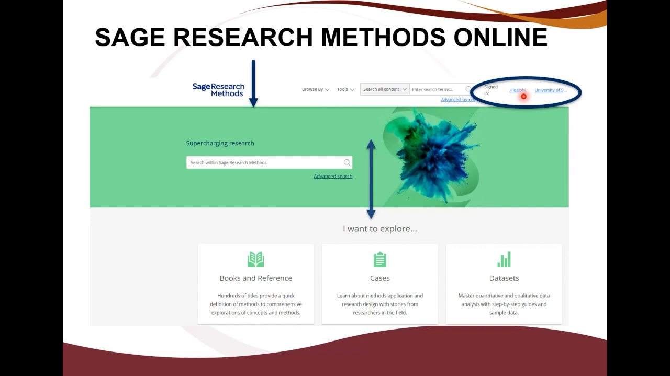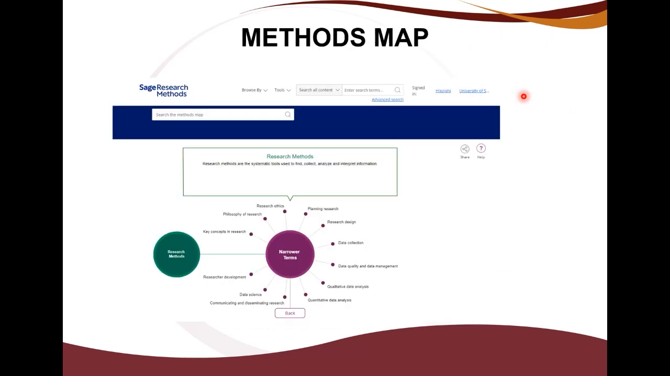I've signed in, and it welcomes me by name. And then this is the methods map. This is an example, but we'll go live, and you'll see live how it looks. It's under tools. When you click on it, it maps methodologies for you. It will give you an explanation of what the research method is all about.